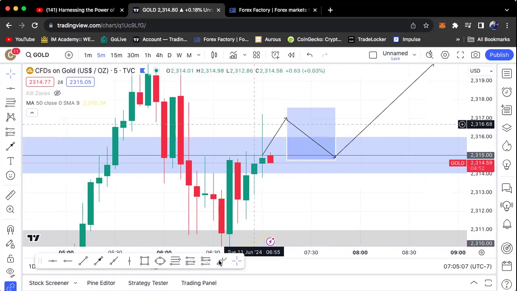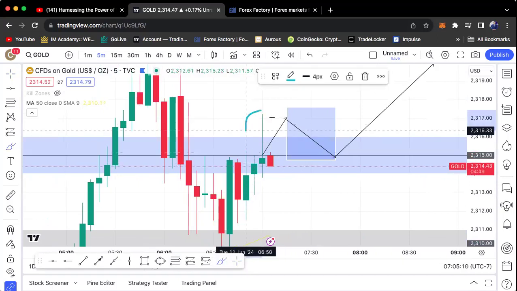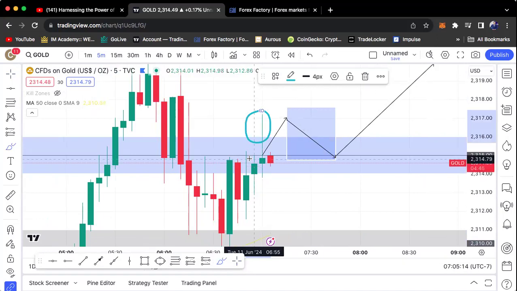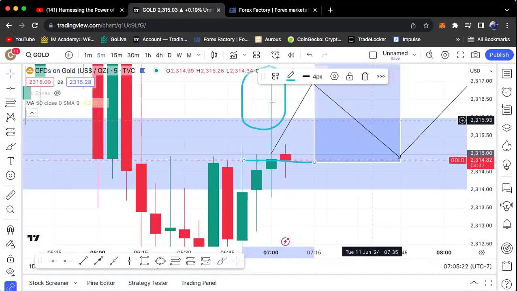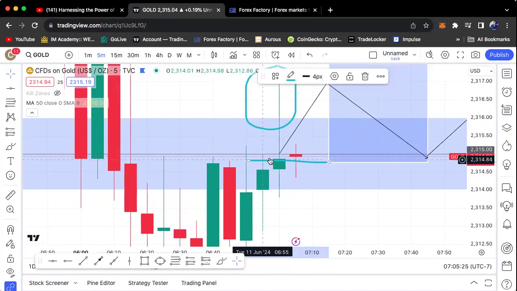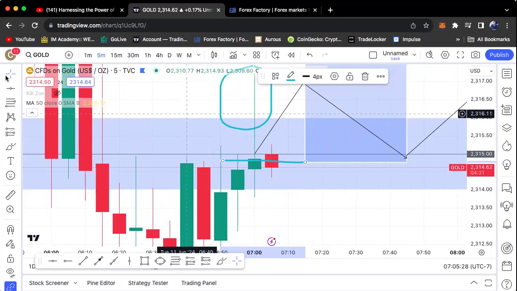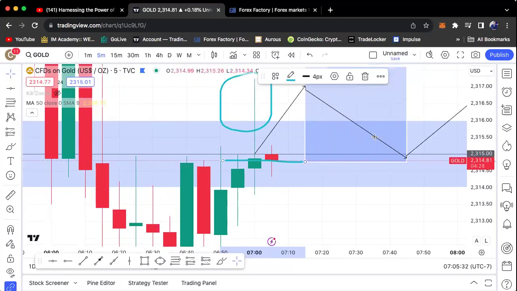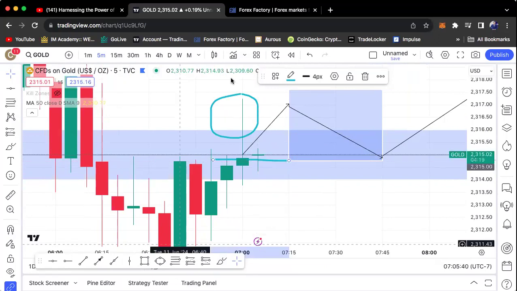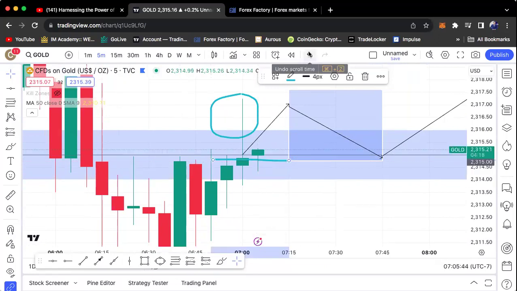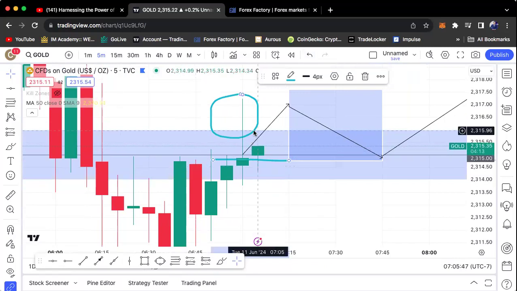It just gave me a wick. You see that? It gave me this wick, but never closed above. It closed within my zone here. You guys see that? It's a 5-minute and never closed above. It just gave me a wick and it closed within my zone. I want to see price shoot up.